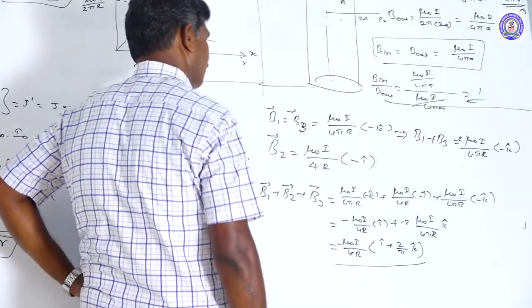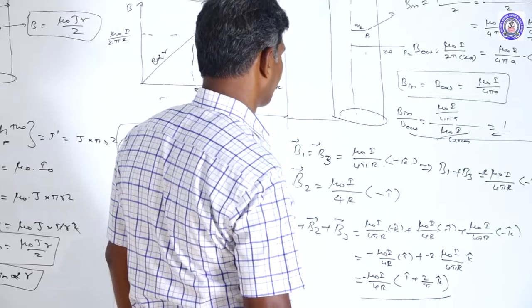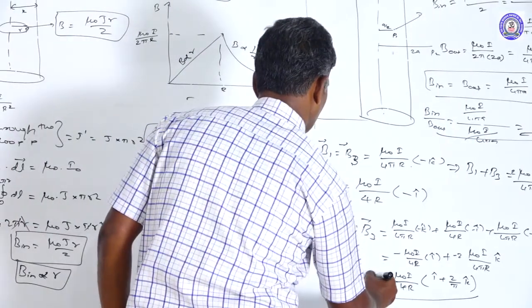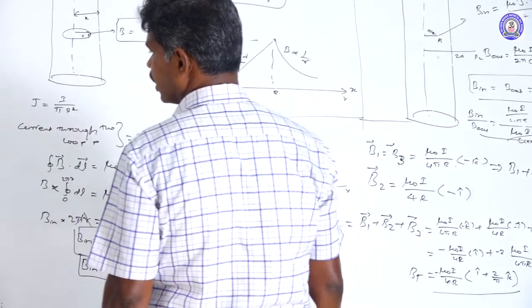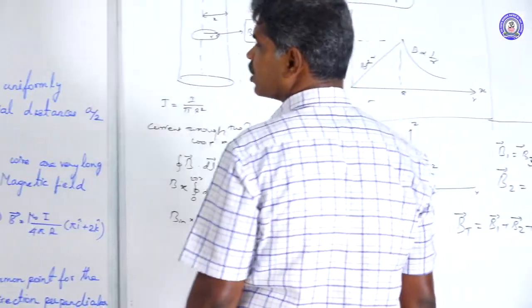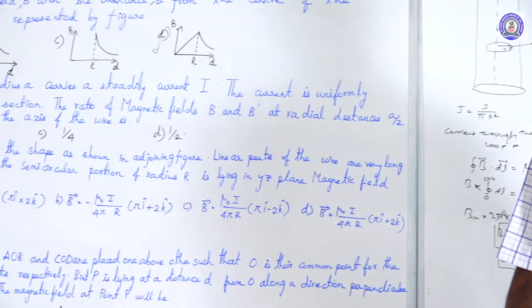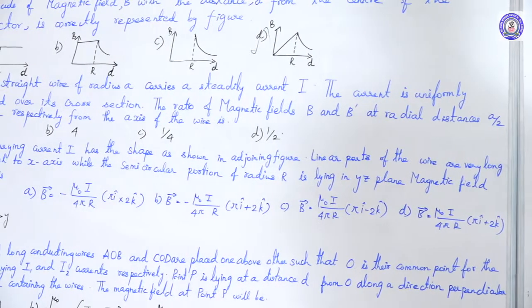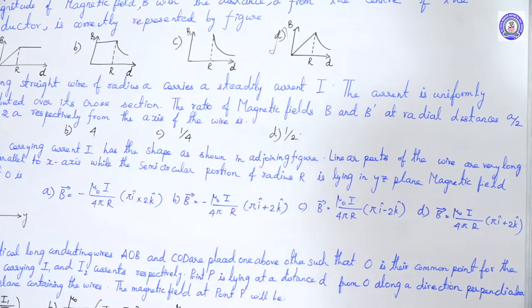That is our answer: B = minus mu naught I by 4 r of (I cap plus 2 by pi k cap). I want to check this value with the options. The first option is B vector equal to minus mu naught I by 4 pi r of pi into (I cap cross 2 k cap). That is not a correct answer.